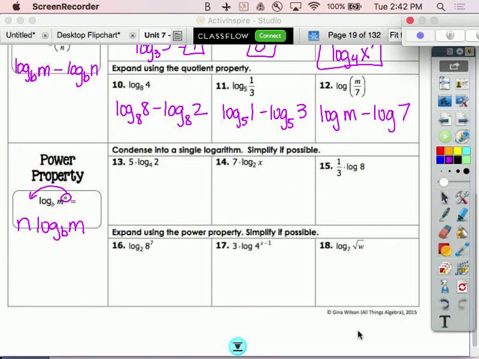All right, our next property is the power property. If you have an exponent, you bring it down to the front. If there's a number in front multiplied, then we know that it is an exponent.